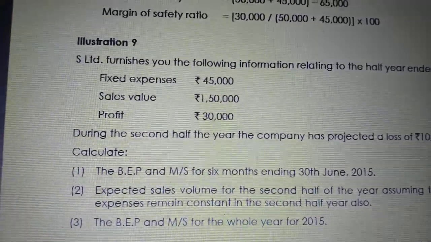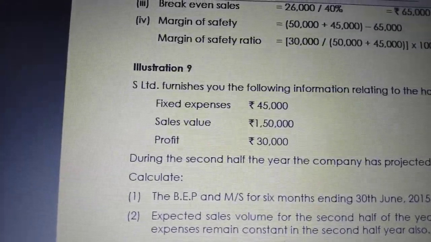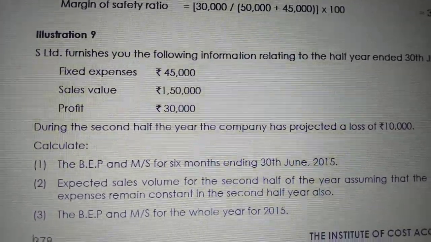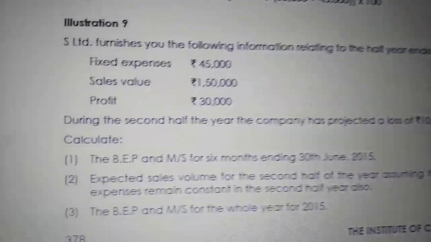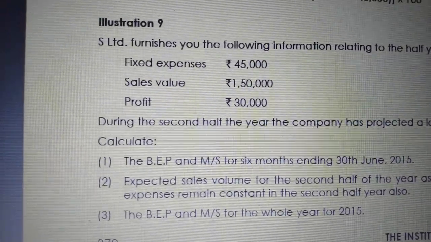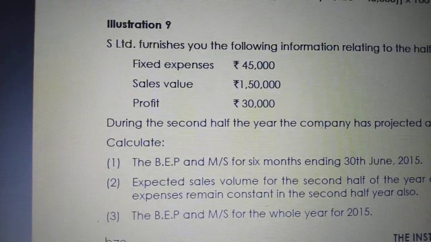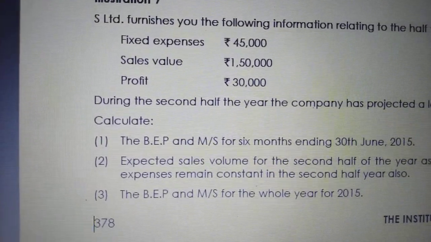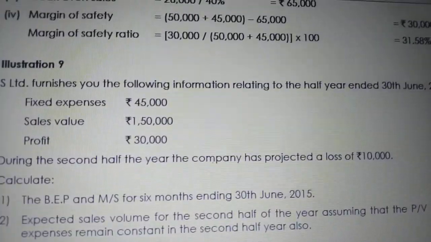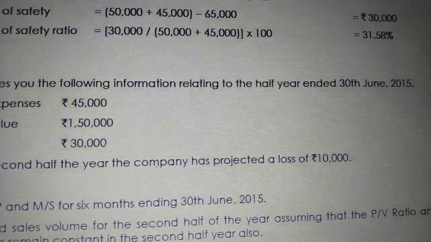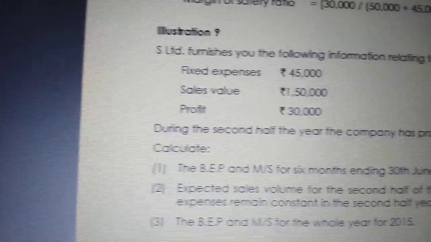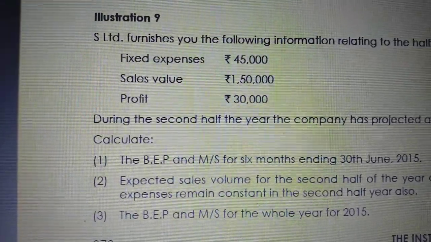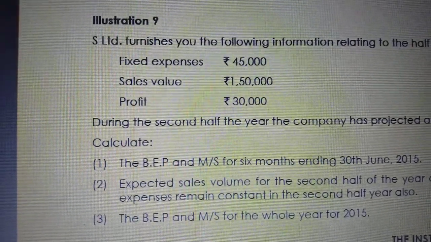So we'll work out illustration 9. What is illustration 9? S Limited furnishes you the following information relating to the half year ended 30 June 2015. Fixed expenses is 45,000. Sales is 1,50,000. Profit is 30,000. This is for the first half year, relating to 30th June 2015. During the second half of the year, the company has projected a loss of 10,000. So in 1 year, first 6 months is the first half year, second 6 months is the second half year.